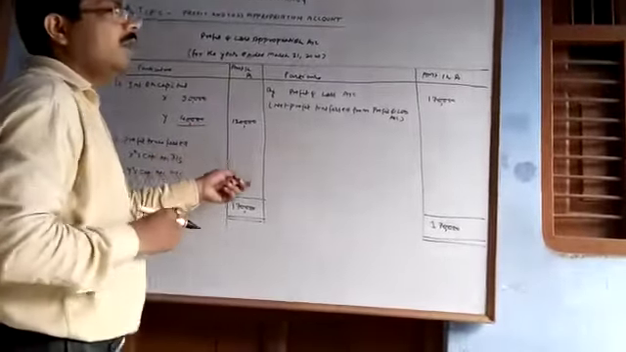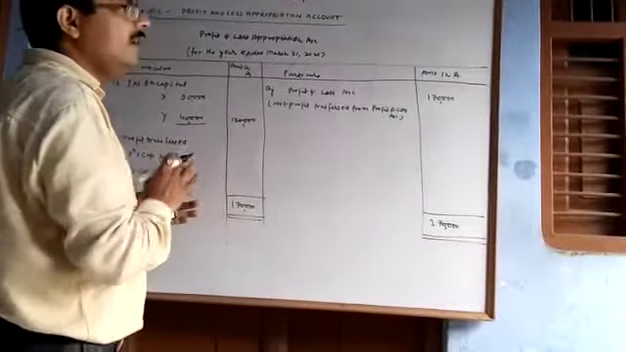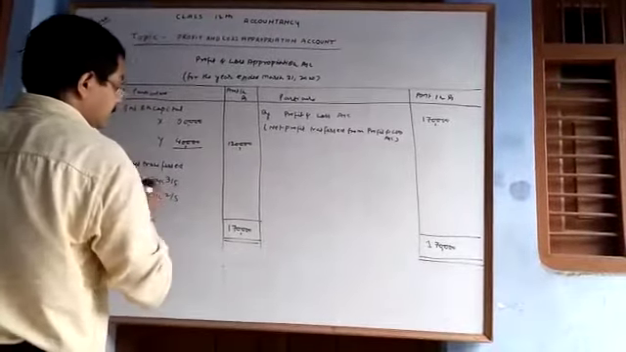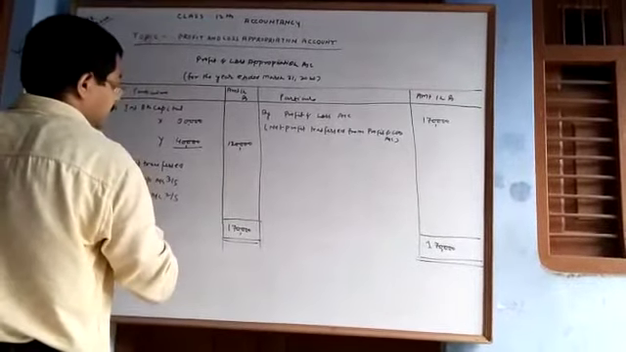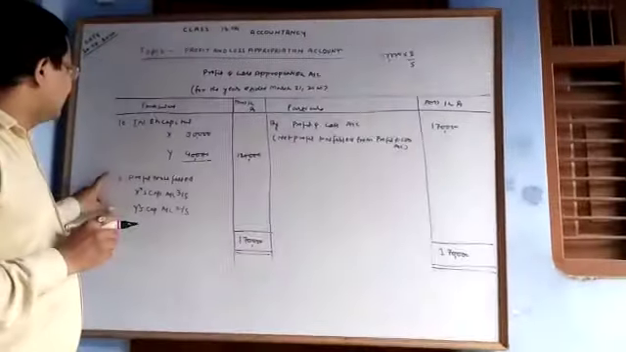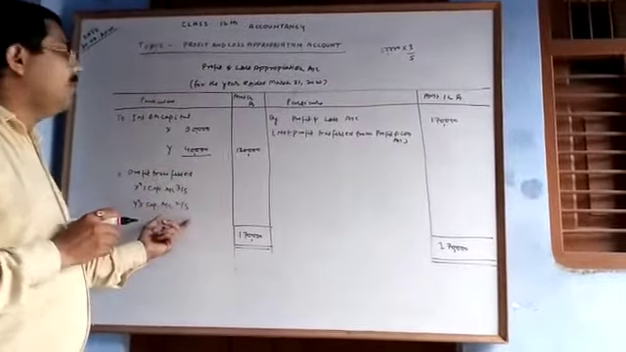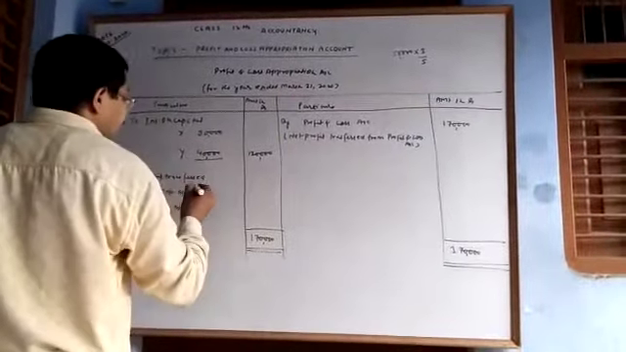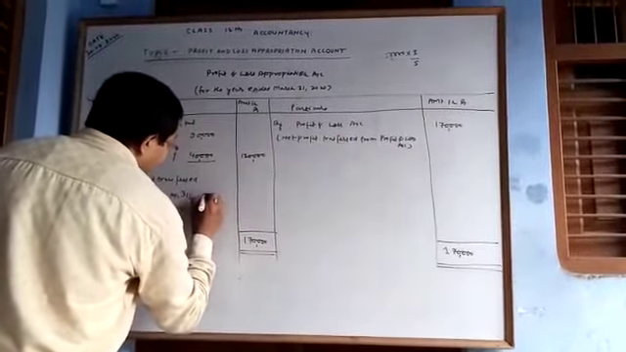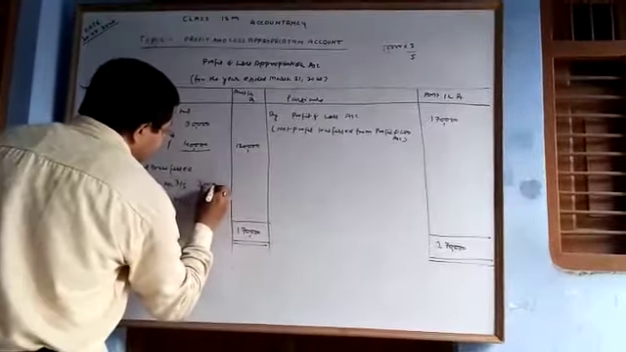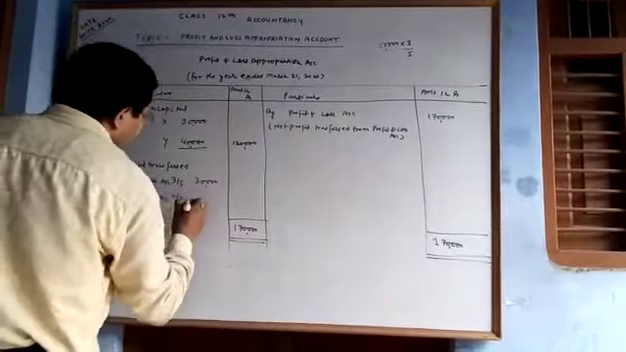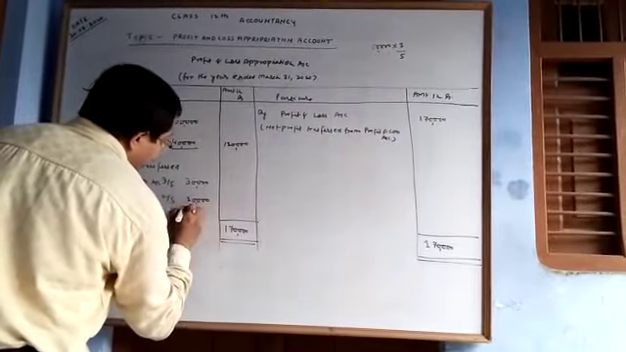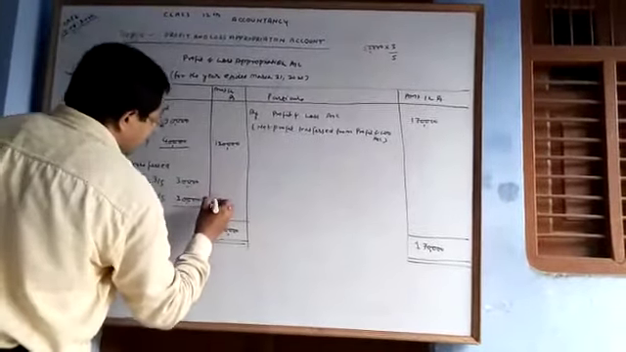The difference of 50,000 is divided in the ratio of 3:2, means X's capital account and Y's capital account in the ratio of 3:2. 3/5 equals 30,000 for X and 20,000 for Y. The total amount of profit 50,000 is transferred to the debit side.